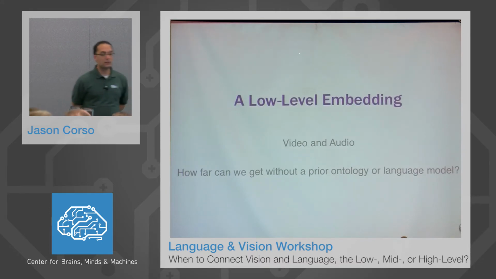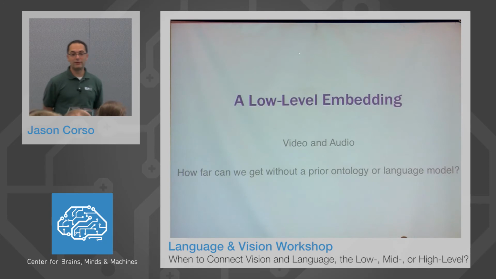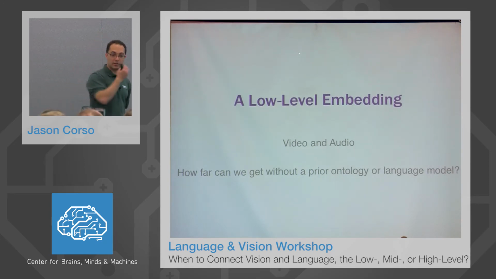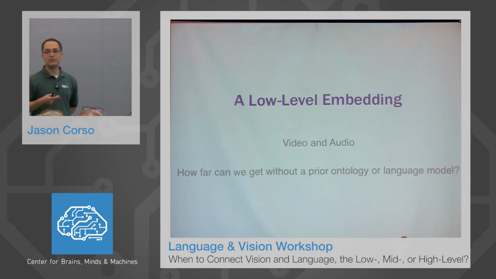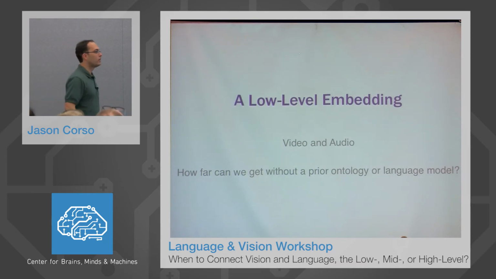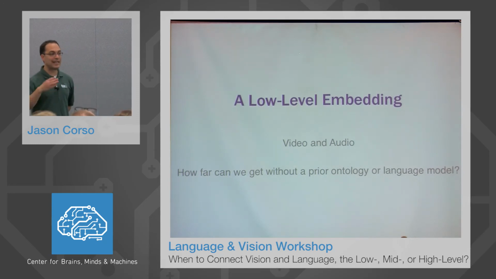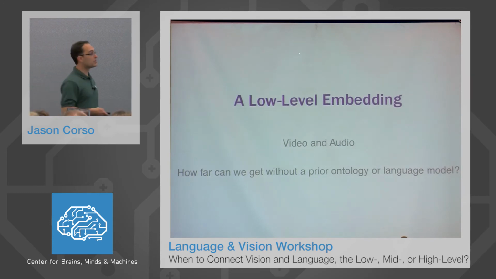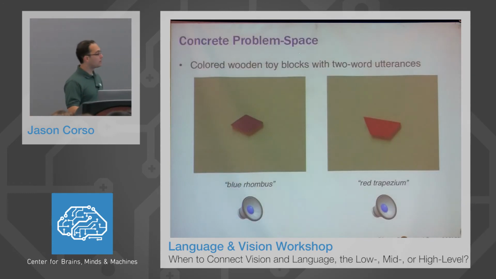Now what's next? How about a lower level embedding, right? No standard parsing, no deep network to get to parts. What can you do with low-level features to directly connect vision and language? Well, if you want to say low-level, then there's no such thing as language either, right? So we just have audio, right? So just a speech signal.